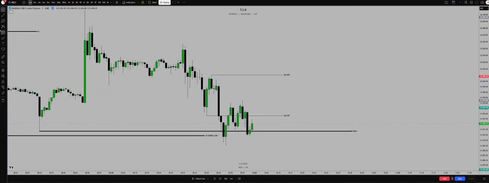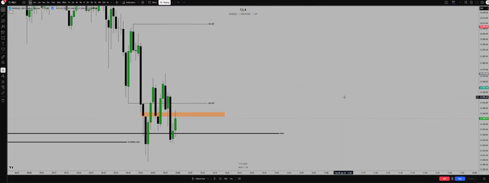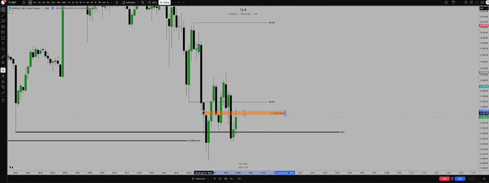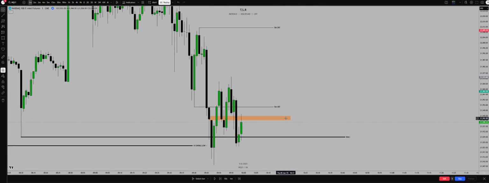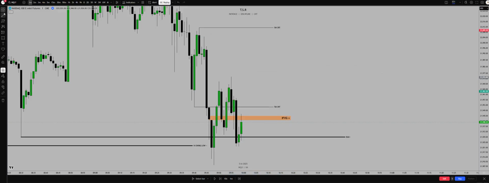So, is there an entry here? Let's take a look. Yep, we have an IFEG right there. So IFEG formed right over here. Let's go ahead and mark this out as well. So bullish IFEG and the order block formed as well, pretty much at the same exact time.